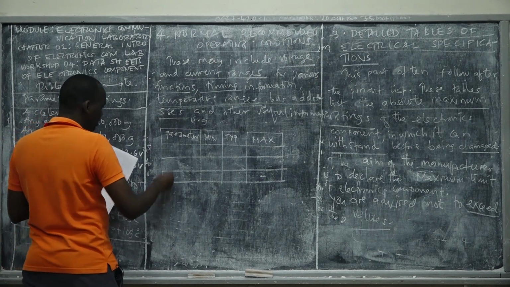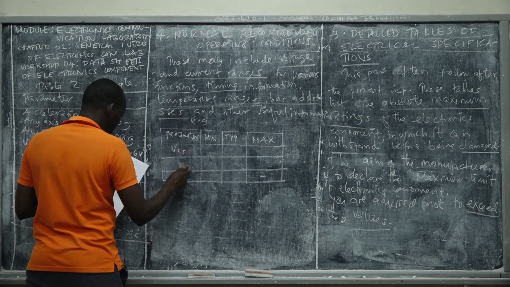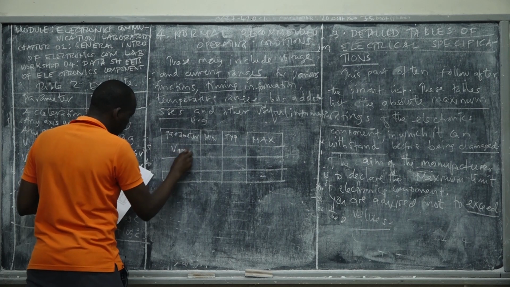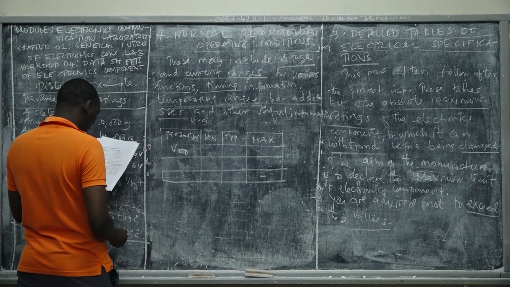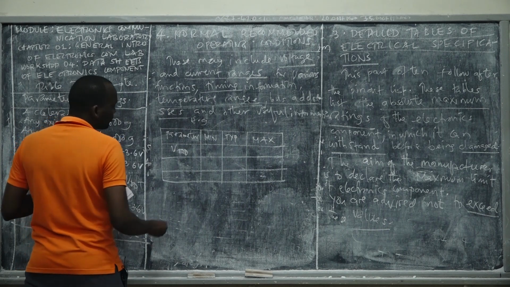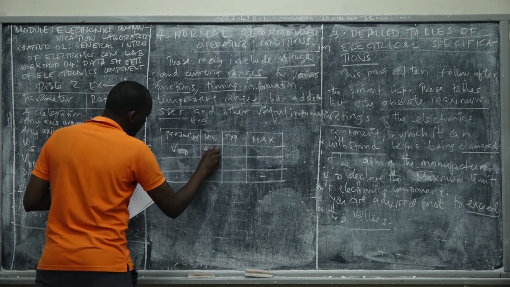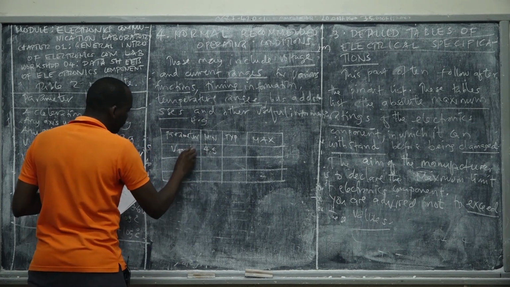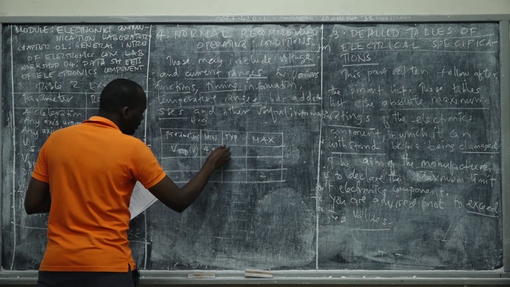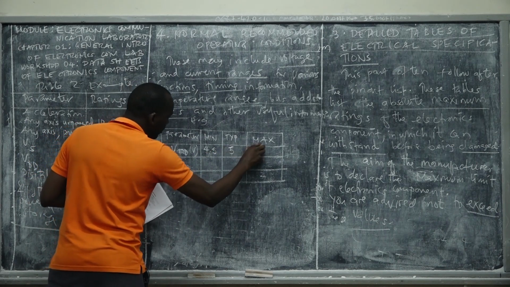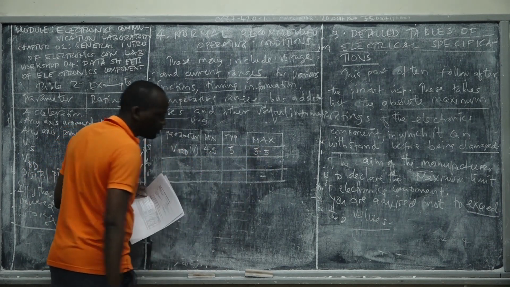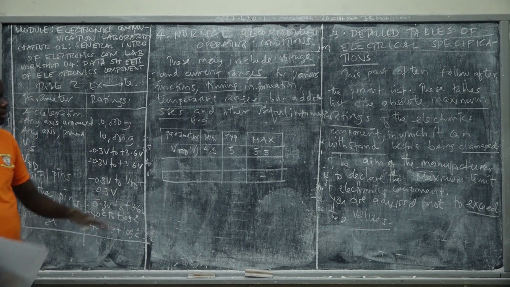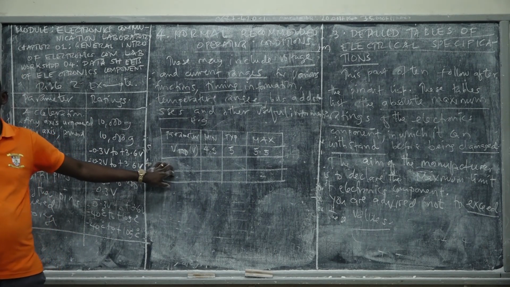So for instance, this is the supply voltage, VCC or VDD, for the components that we had. The minimum supply voltage is 4.5 volt. So this is VDD in volts. Typical is 5 volt. Maximum is 5.5 volt. You see this information? Very important information.